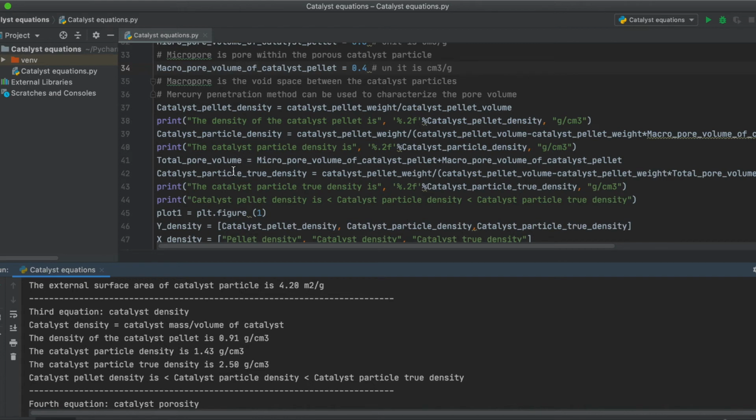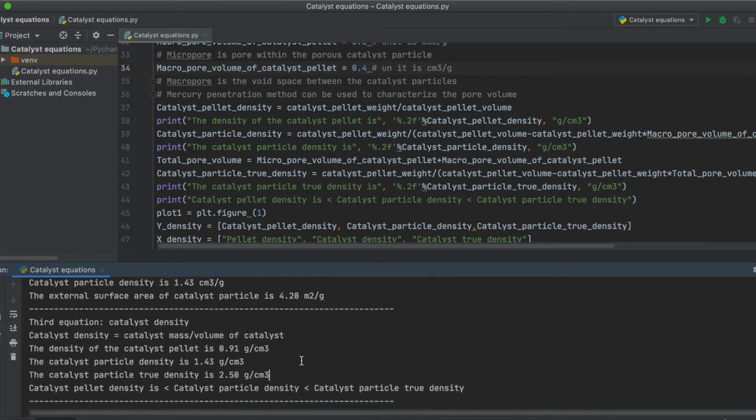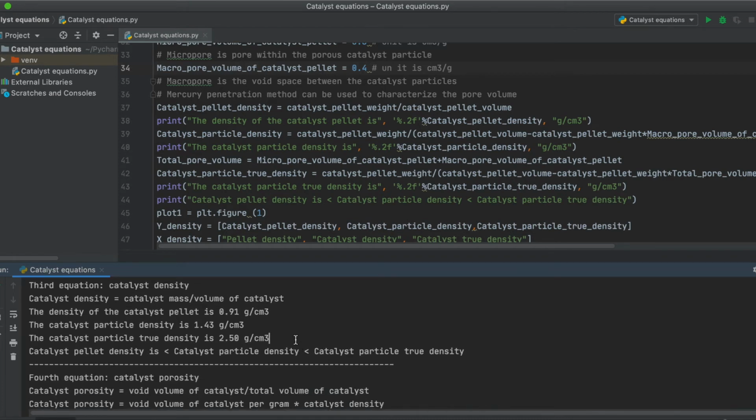So the calculation basically uses the weight of the catalyst particle and the total volume minus the micropore volume plus the micropore volume of the catalyst. And from the calculation, you can see here, the catalyst particle true density is around 2.5 gram per cubic centimeter. So what you can see here is the catalyst pellet density is less than the catalyst particle density, and that is also less than the catalyst particle true density.